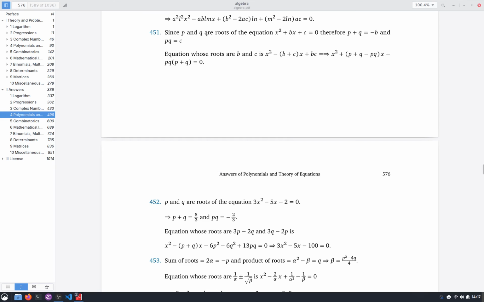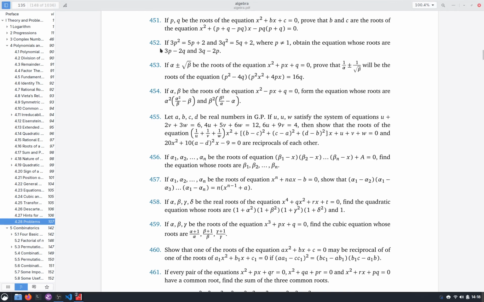So fairly straightforward problem. We are given that p and q are roots of the equation x square plus bx plus c is equal to 0. So p plus q will be minus b and pq will be c. Now the equation whose roots are b and c is x square minus (b plus c) into x plus bc. Now we substitute the value of minus b and c, we get p plus q minus pq. And we substitute the value of pq, we get pq into p plus q. So very easy problem.